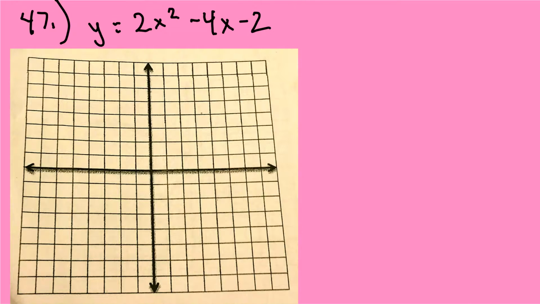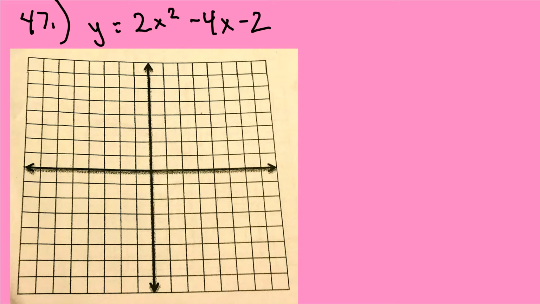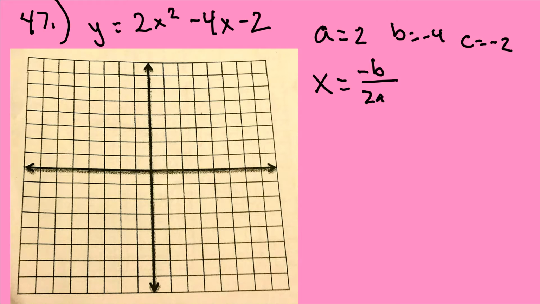So first thing I'm going to do is say a is 2, b is negative 4, c is negative 2. I'm going to use step 2, which says x equals the opposite of b all over 2a. Remember, I put that in parentheses. So the opposite of negative 4 is positive 4 all over 2 times 2. And remember, guys, you do 2 times 2 first. Do the bottom first. So you get 4 over 4, which is 1.